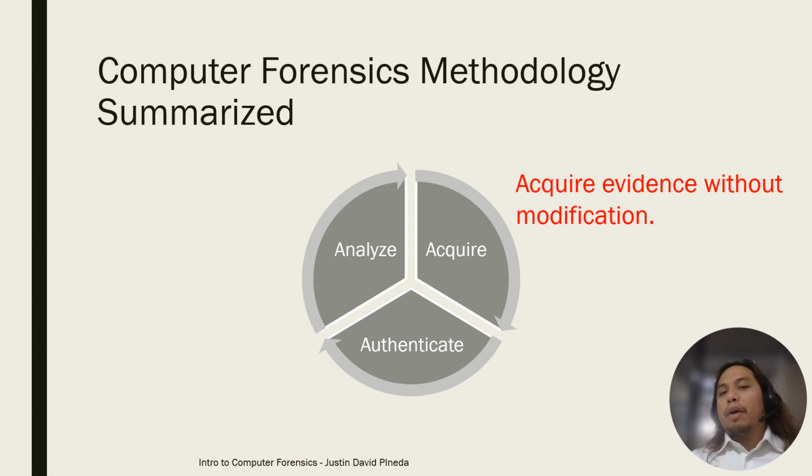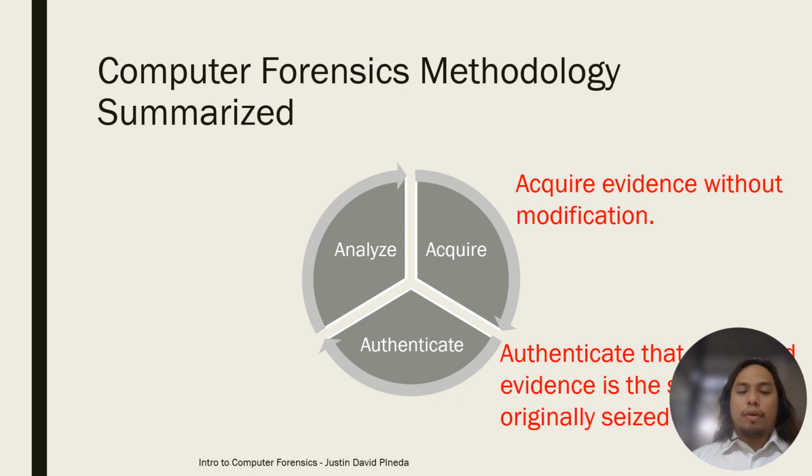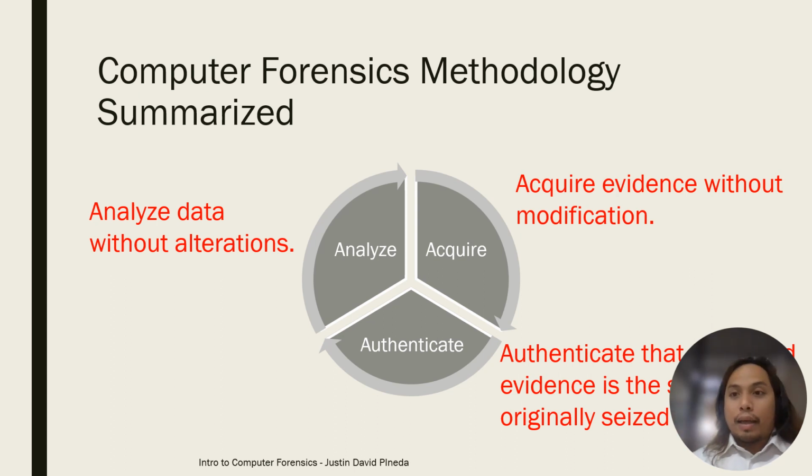So once we have acquired the evidence, we need to authenticate it. Right, so does it have the same hash values? Right, is it the same as the one we originally seized? Okay, so it's really important to document the process and the people who handle the evidence. So we have to authenticate, are these people the right people who should be handling it? Was it stored correctly? And the last would be analyze.